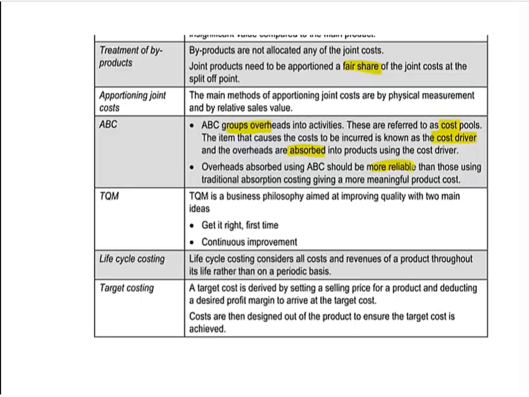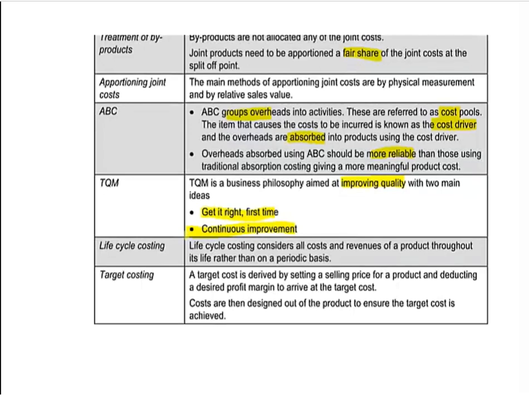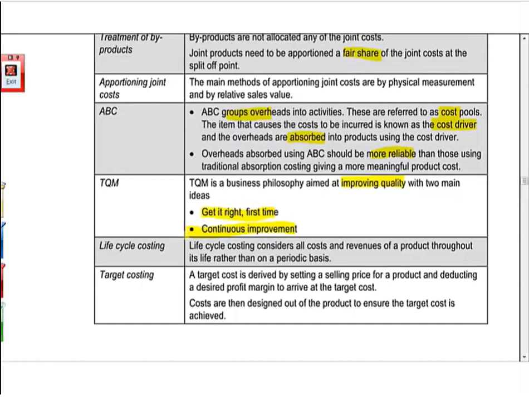TQM, or Total Quality Manufacturing, is aiming to improve quality with this idea that you need to get it right and get it right first time, and that businesses must look for continuous improvement, so shouldn't rest on their laurels. Then we saw life cycle costing, which rather than looking on an accounting period or a periodic basis, considers all of the costs and all of the revenues that were generated through the entire life cycle of the product as a way of assessing its viability.